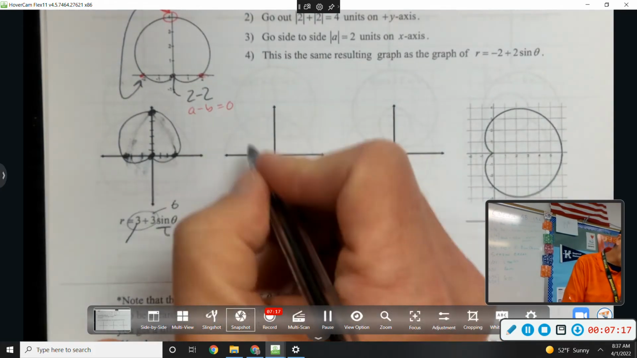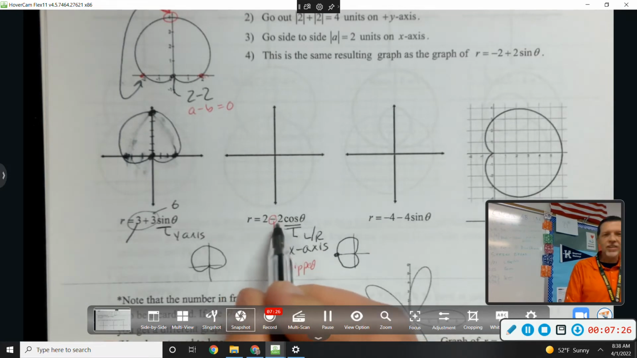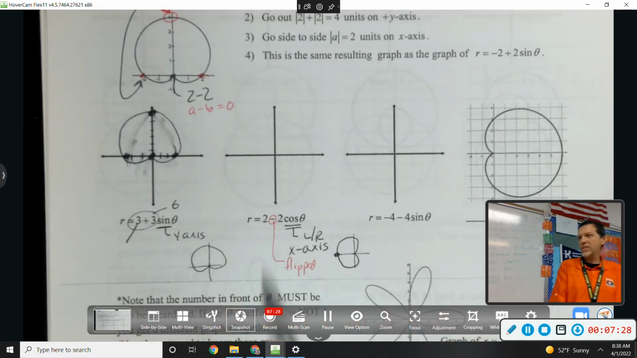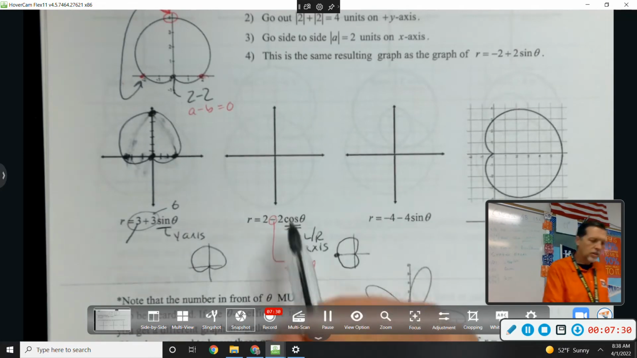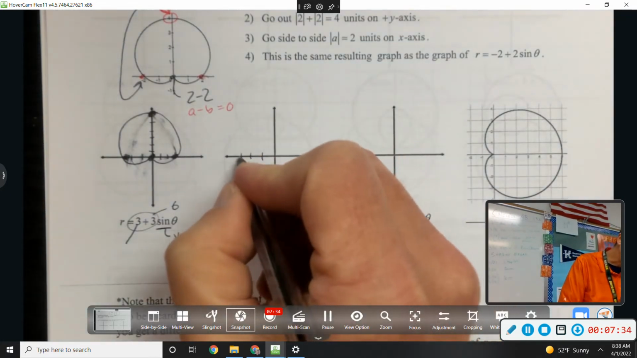So how far out should we go? How far out is this point? 2. Well, the farthest out point, we add the 2 together. Don't worry about the minus sign. We use the minus sign to flip it over. So 2 plus 2 is 4, so we've got to go out to 4.